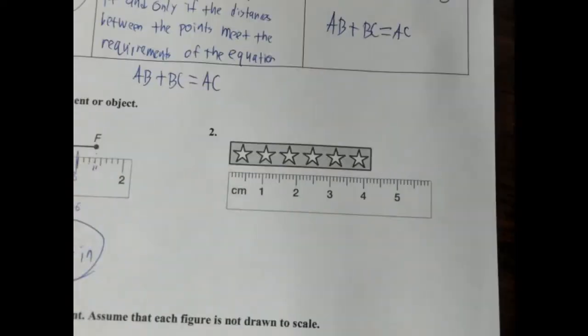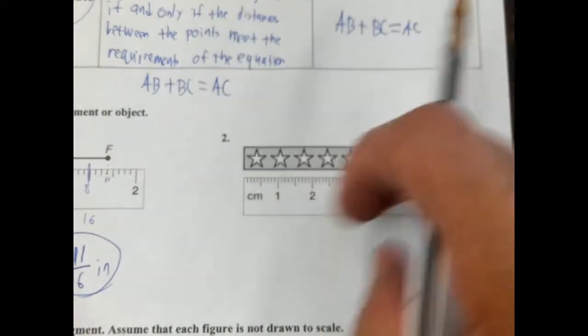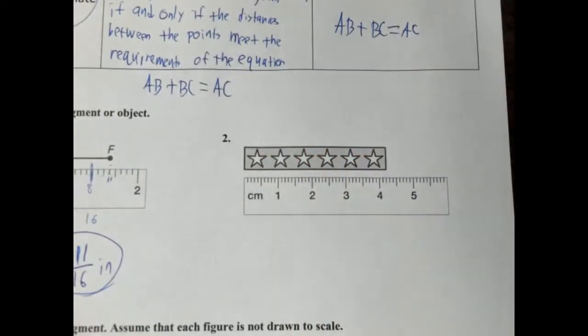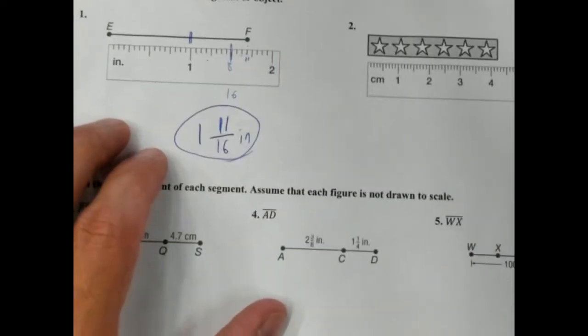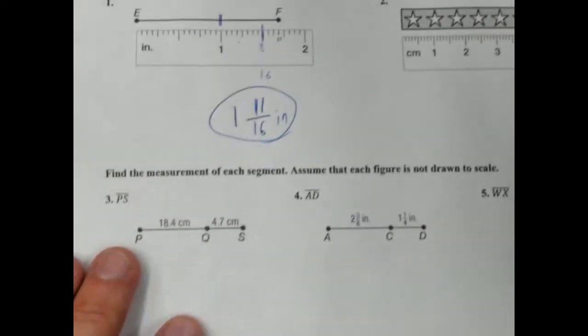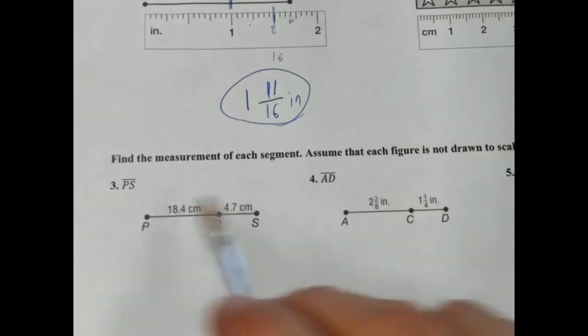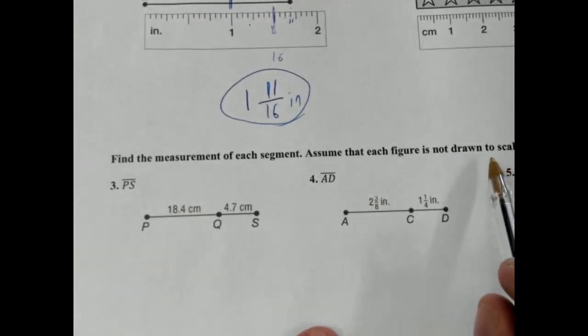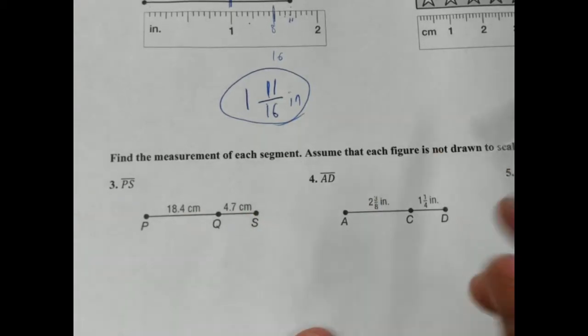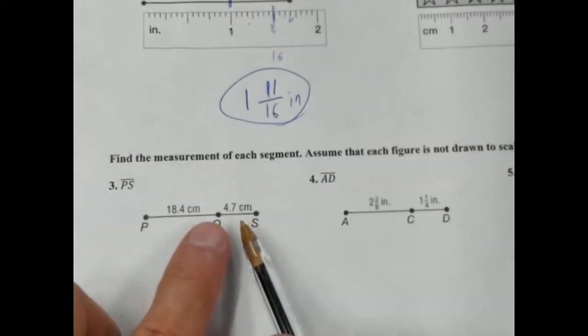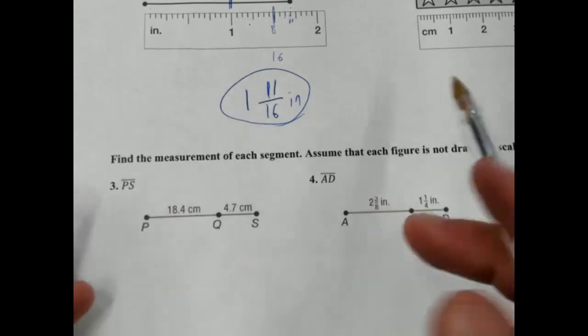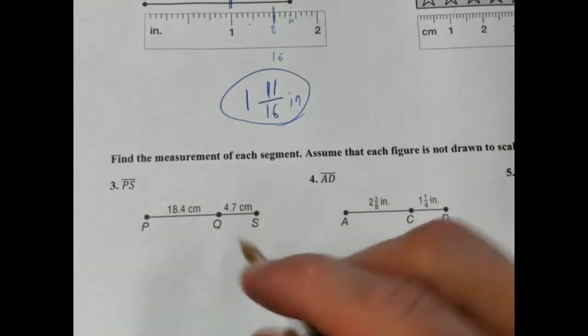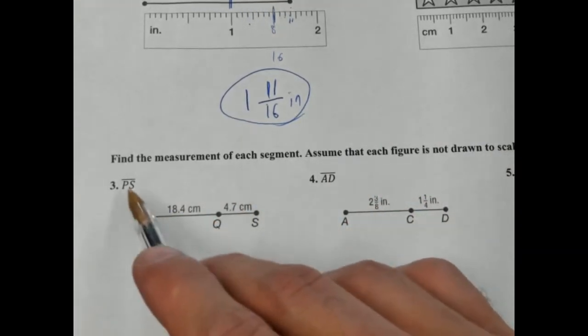So you're going to do something similar over here on your own, something very, very similar to what we just did. Okay? Let's go down here. Let's do one of these. We'll do the first one. So find the measurement of each segment. Assume that each figure is not drawn to scale. So drawn to scale means that if it's longer, it's not necessarily going to look that way, in other words. So we'll do number 3 here. So find the length of PS.